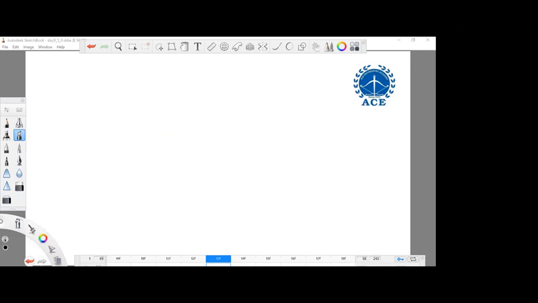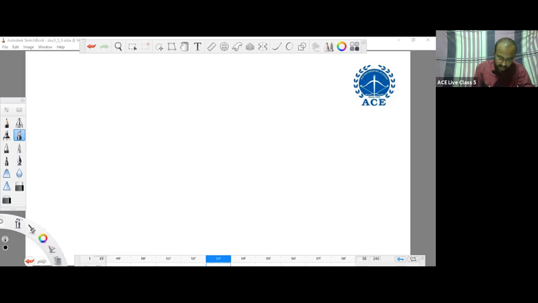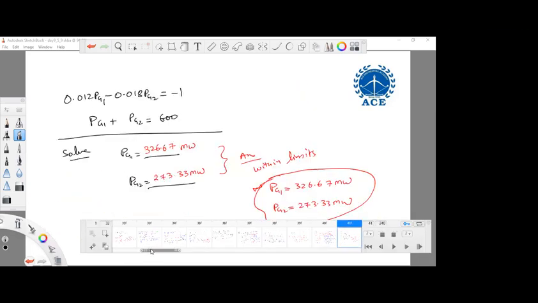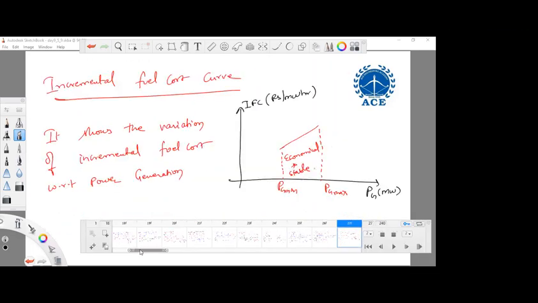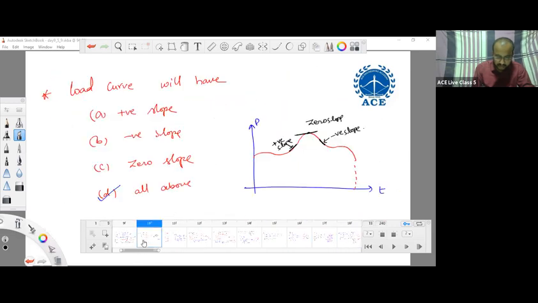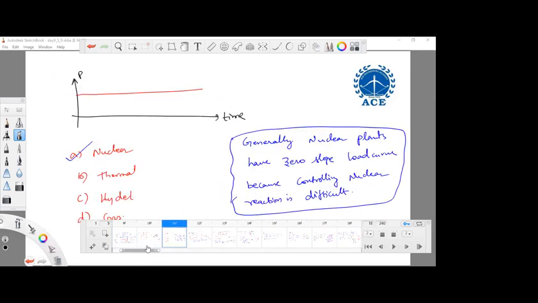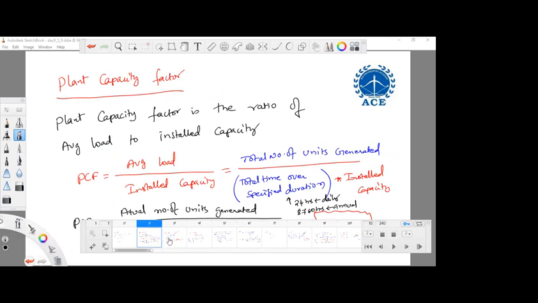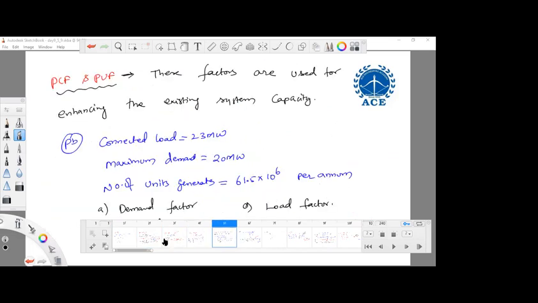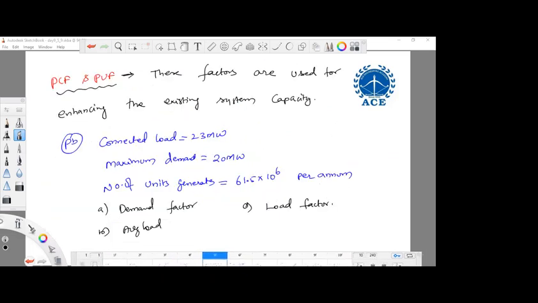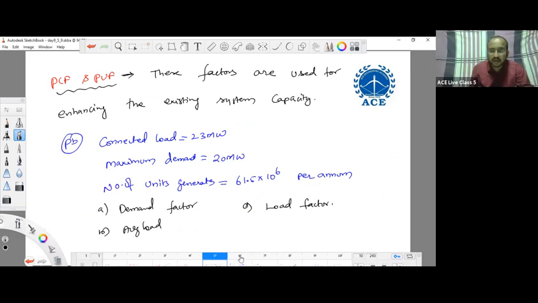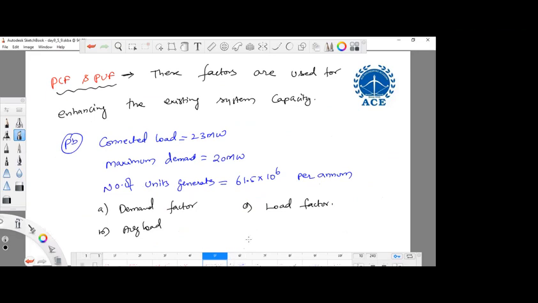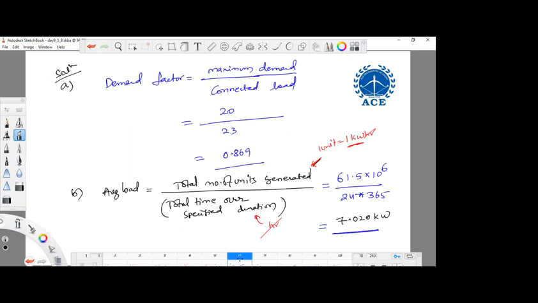Sir, ask your doubt. Sir, today's class, the first problem, sir. Which slide? Before the load curves, I do not know the slide number. Load curve. Before this, sir. This one? No, sir, the first problem, before the load curve slide. This one only? In the next slide, sir.